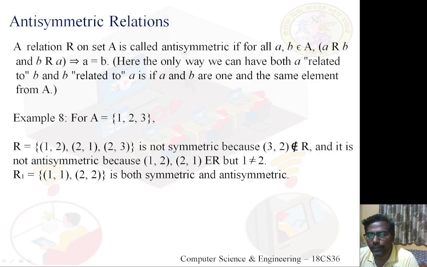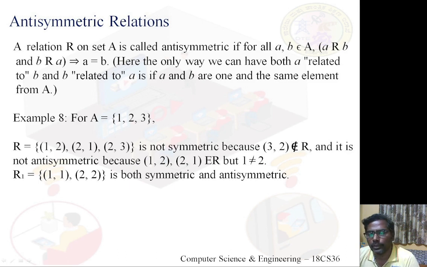I am able to find (1, 2) and (2, 1). There is a pair (2, 3) but no pair (3, 2), so it is not symmetric. Then there is a pair (1, 2) and pair (2, 1) but no pair (1, 1), so it is not transitive.